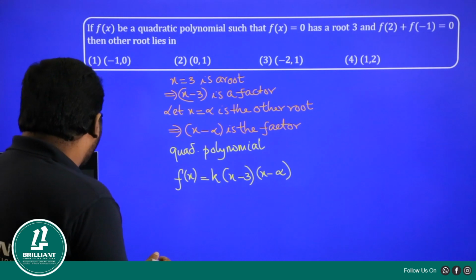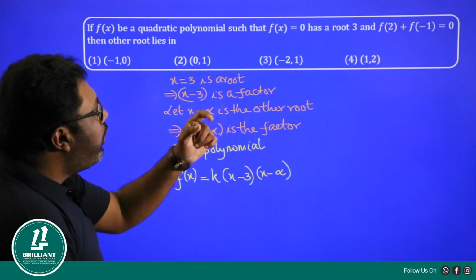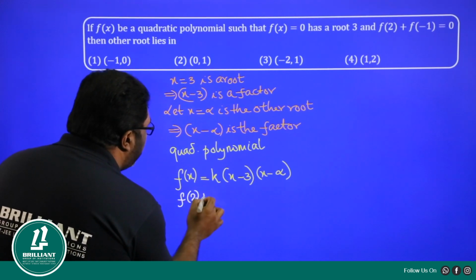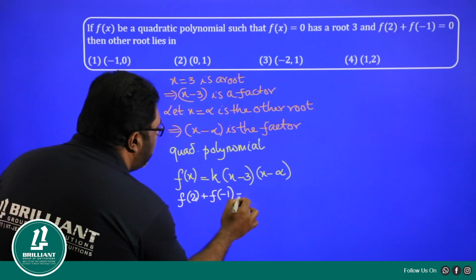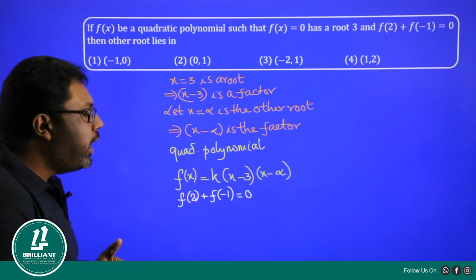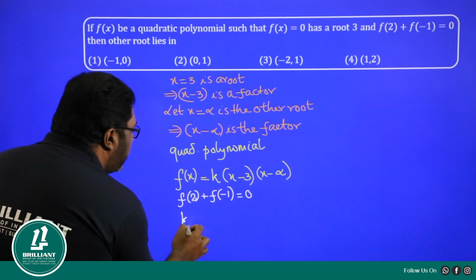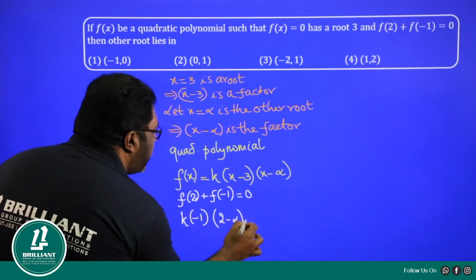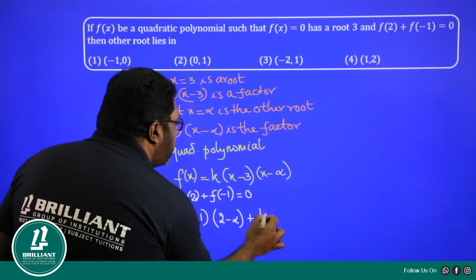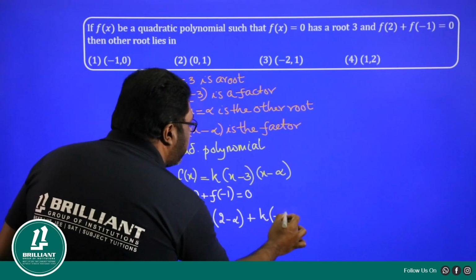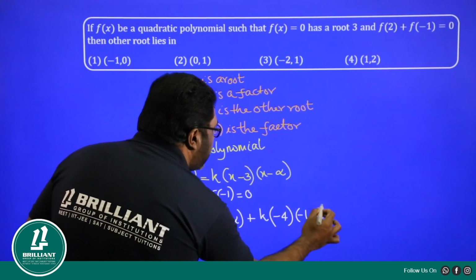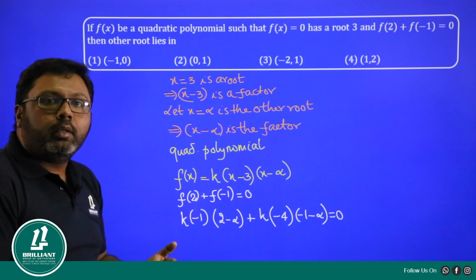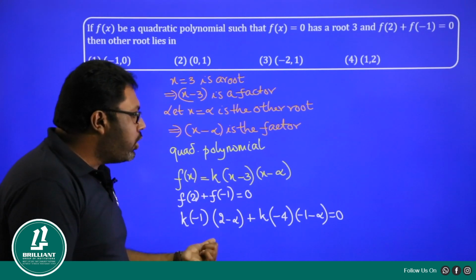Now what is given in the question, guys? f of 2 plus f of minus 1 is equal to 0. What happens if you apply f of 2? f of 2 will make it k into minus 1 into 2 minus alpha. And what is f of minus 1? k into minus 4 into minus 1 minus alpha equals 0. But you can see k is common. The common mistake you might make is, sir, k is common, let's take it out.